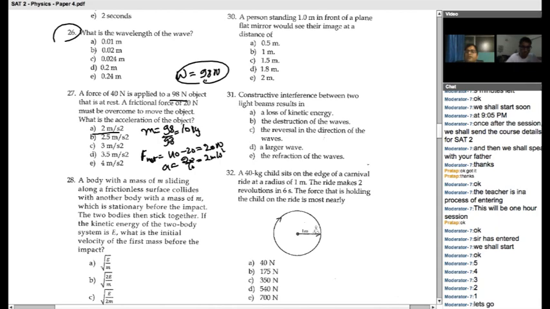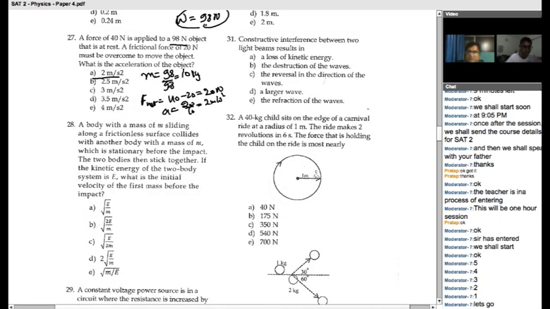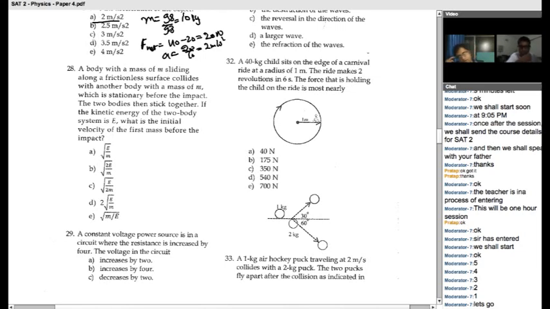Now what about 28? Okay, I haven't done 28. I will see now. A body with mass sliding along a surface with friction.